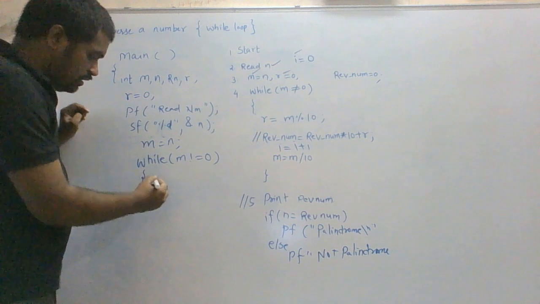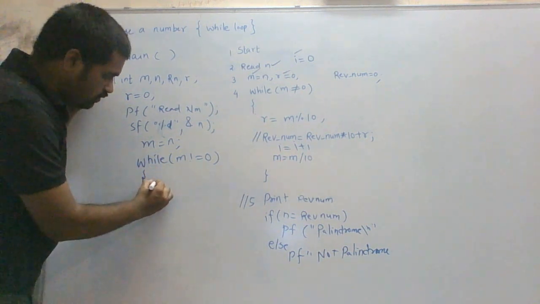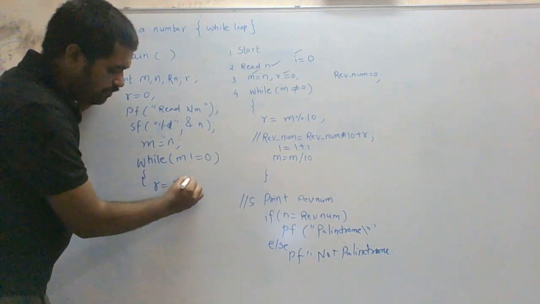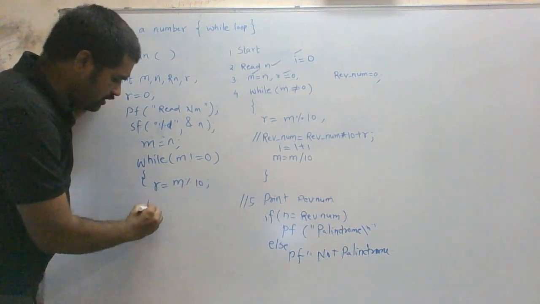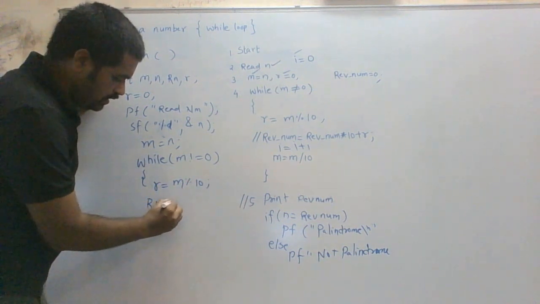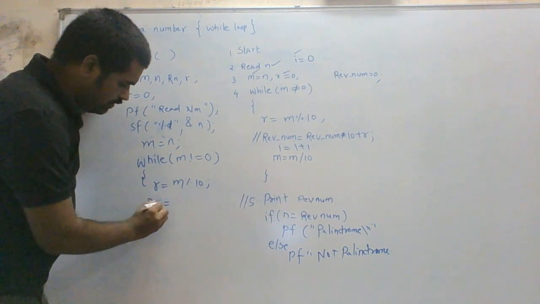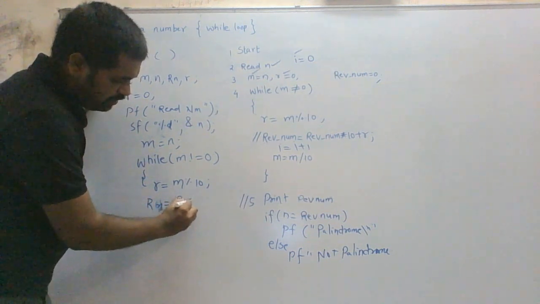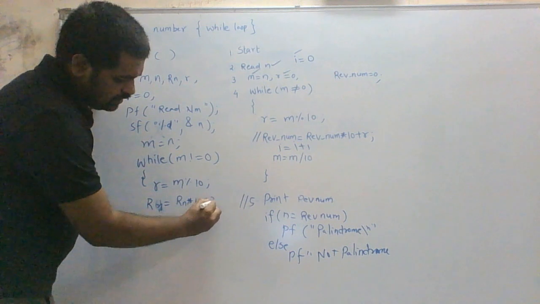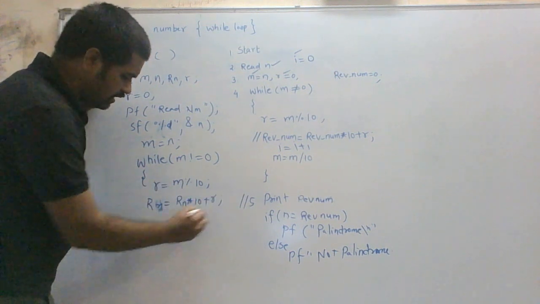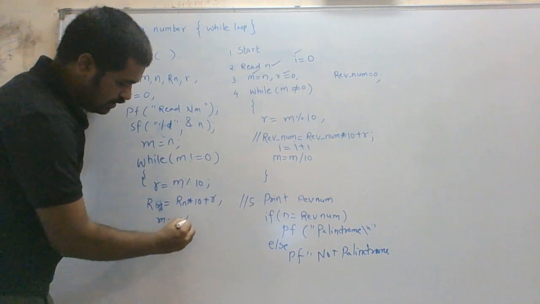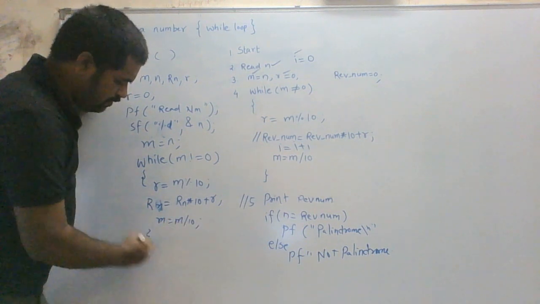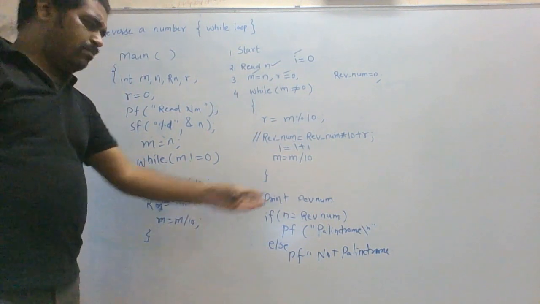So next is r is equal to m mod 10. Then reverse number is equal to reverse number multiplied by 10 plus r, whatever is calculated here. And then m is equal to m divided by 10. And finally, you can print the reverse number.